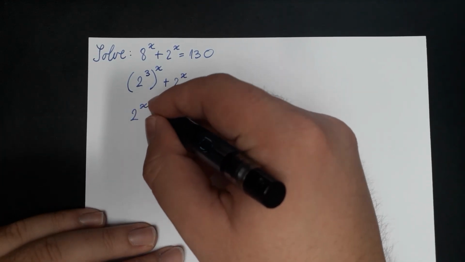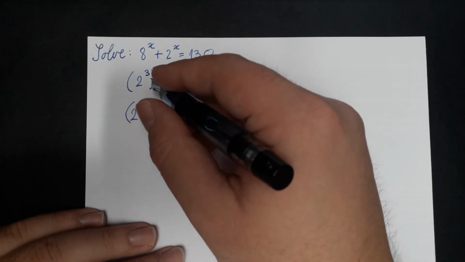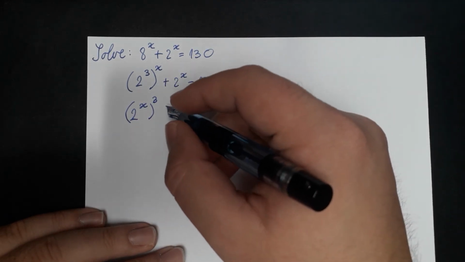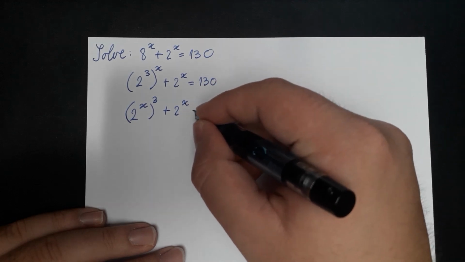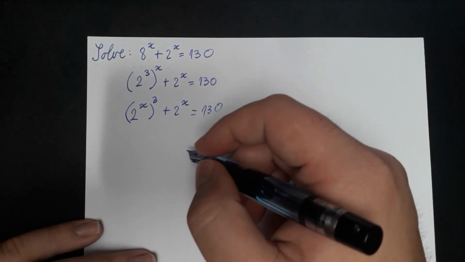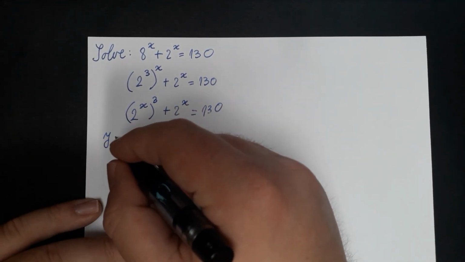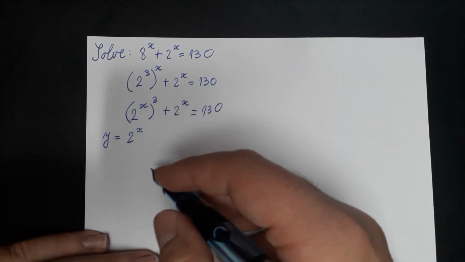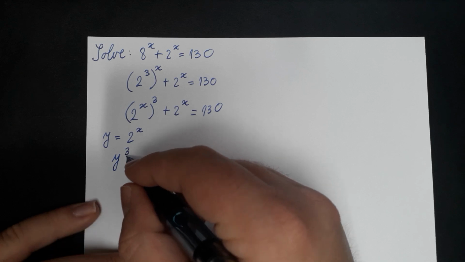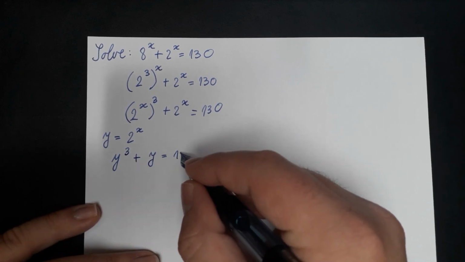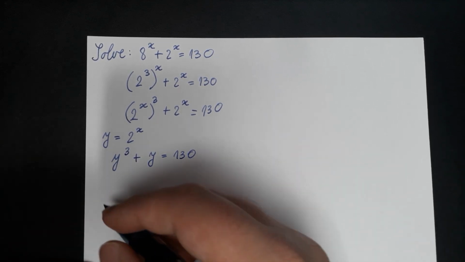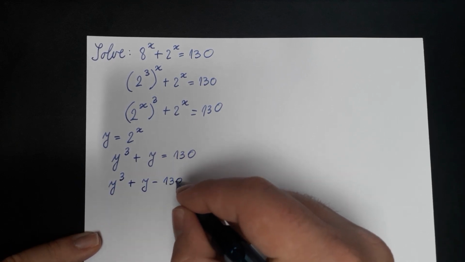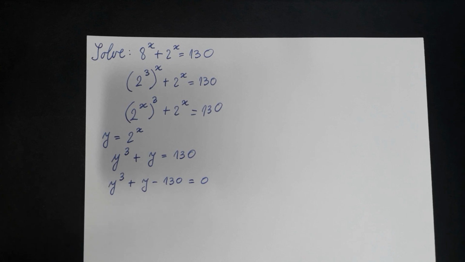Using the exponential rules, we see that 2 cubed to the power x is equal to 2 to the power x, cubed, plus 2 to the power x, which is equal to 130. And then we can introduce the substitution that y is equal to 2 to the power x. Then our equation becomes y cubed plus y is equal to 130, which is equivalent to y cubed plus y minus 130 is equal to 0.